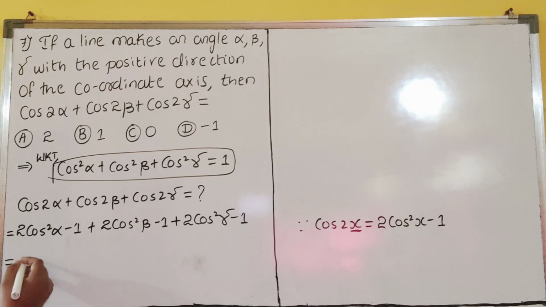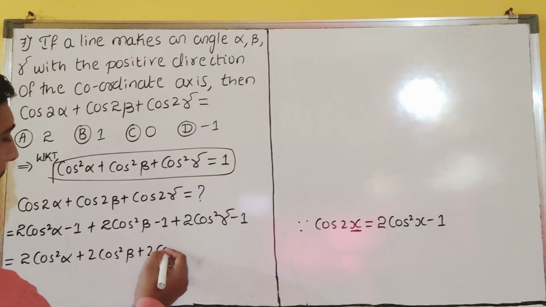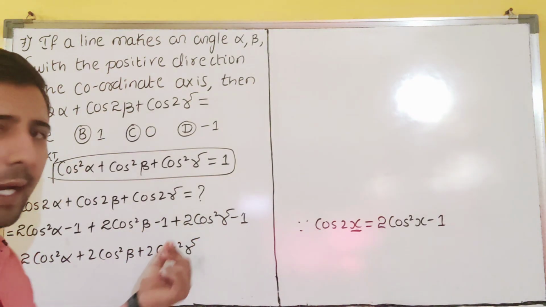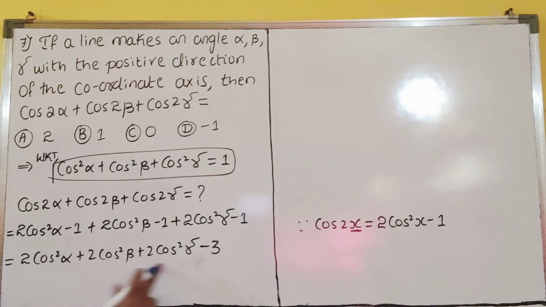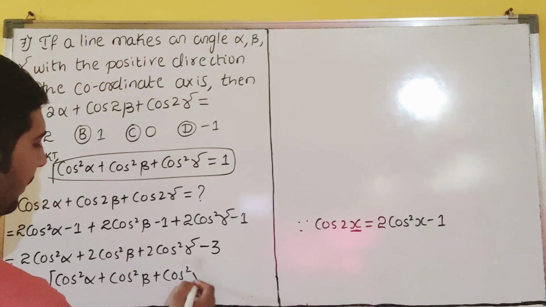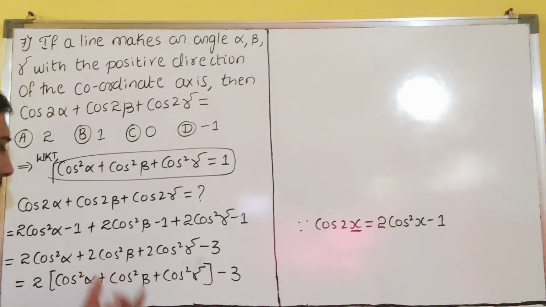See, so 2 cos square alpha, 2 cos square beta, 2 cos square gamma, I had made one side. Minus 1, minus 1, minus 1. If you add them, it will become minus 3. So what is common, dear students, in this? 2 is common. If you take 2 common, what are you left with? Cos square alpha, cos square beta, cos square gamma, dear students. And minus 3 is written as it is. So only 2 is common in this 3. So that's why 2 is taken common.